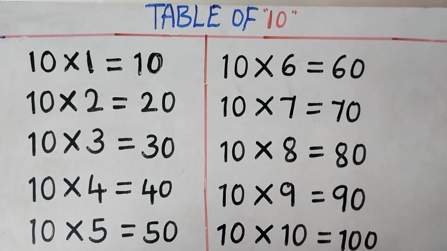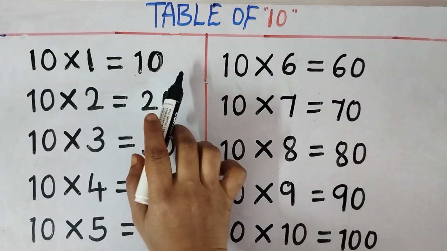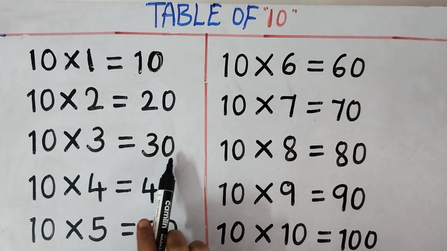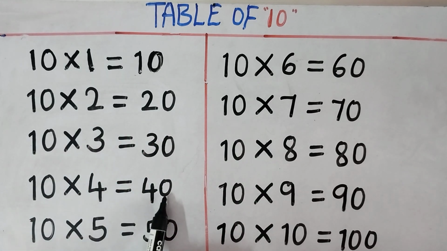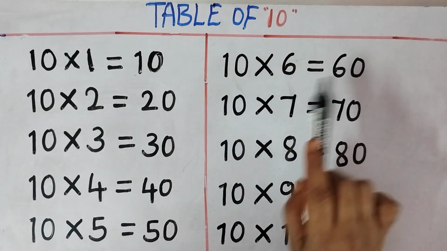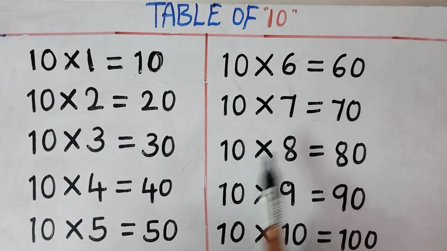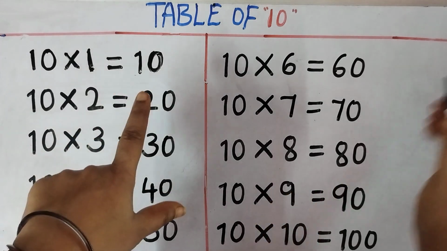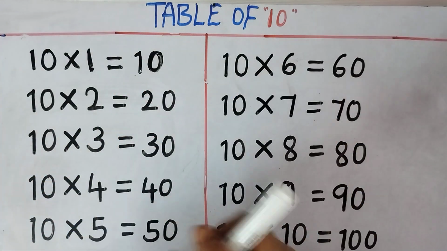Okay, so 10 ones are 10, 10 twos are 20, 10 threes are 30, 10 fours are 40, 10 fives are 50, 10 sixes are 60, 10 sevens are 70, 10 eights are 80, 10 nines are 90, 10 tens are 100. So how do we write it in an easy method? That is skip by 10. So like this, children, I will show you.